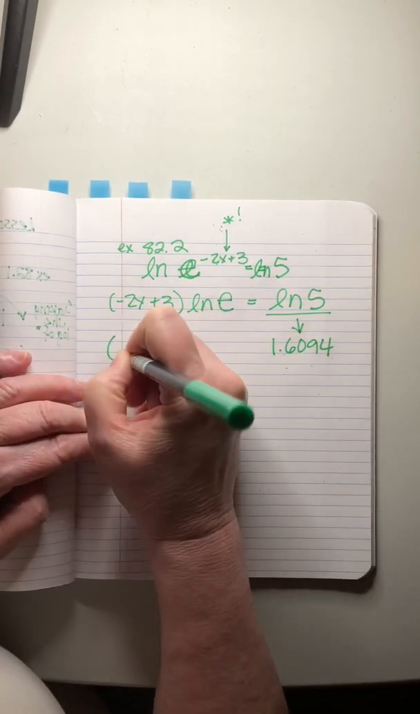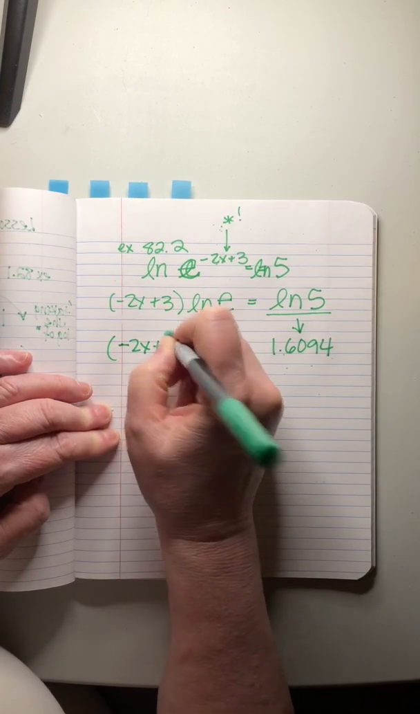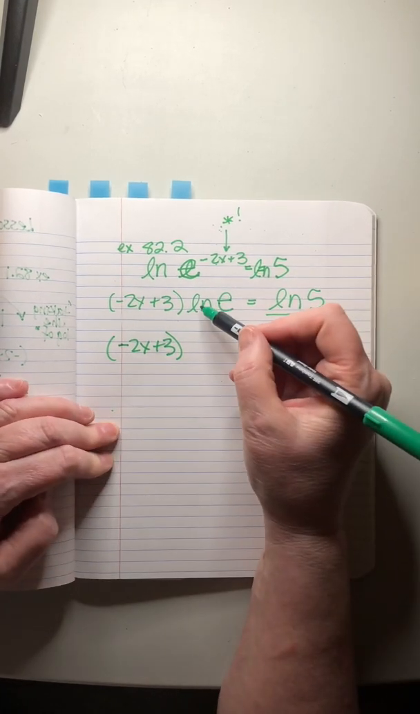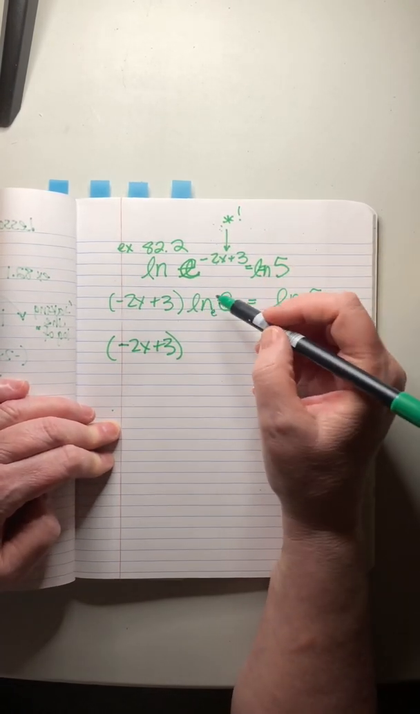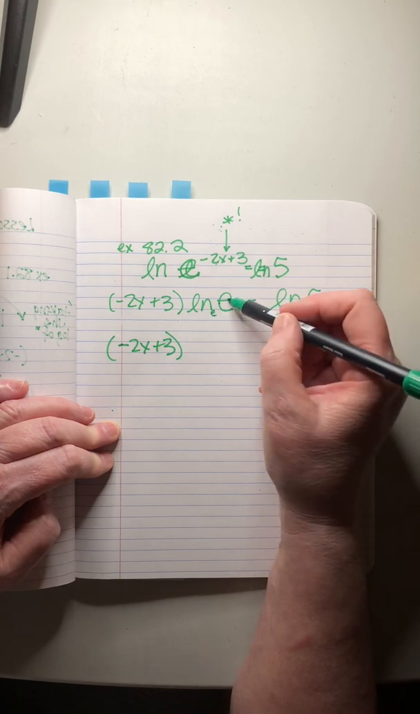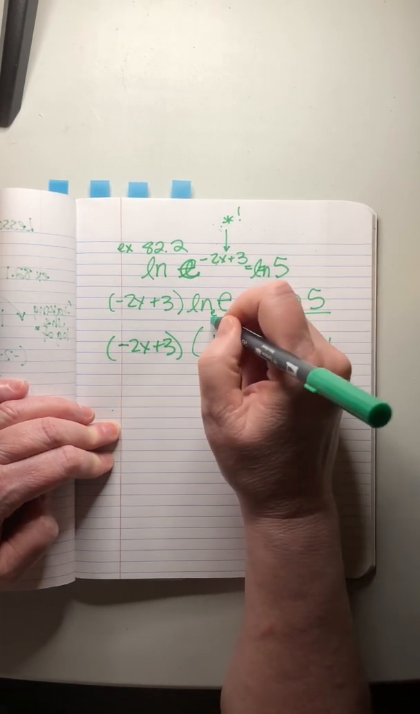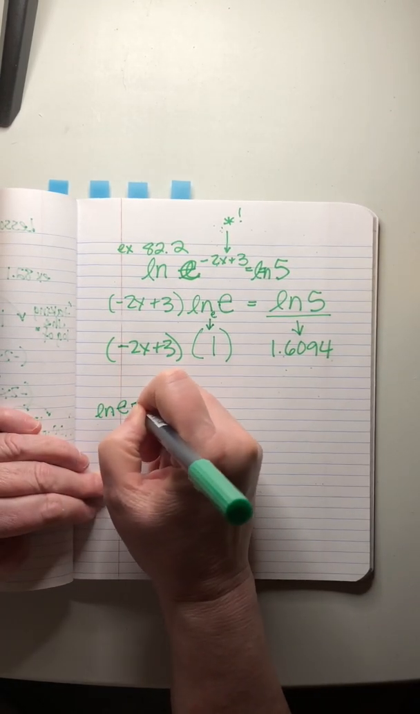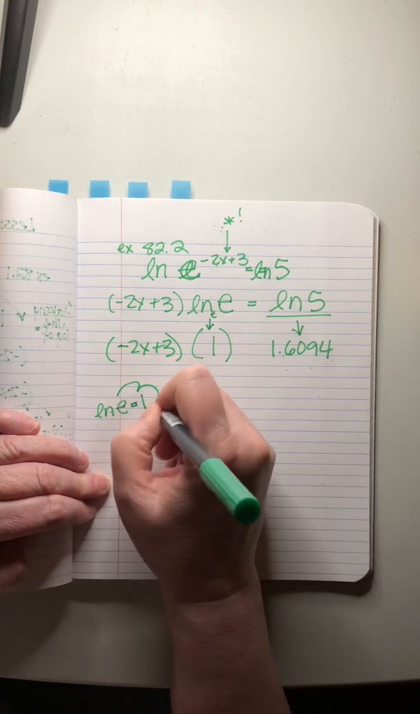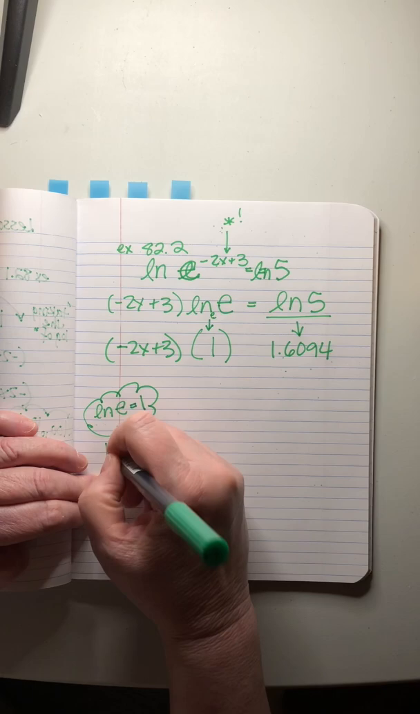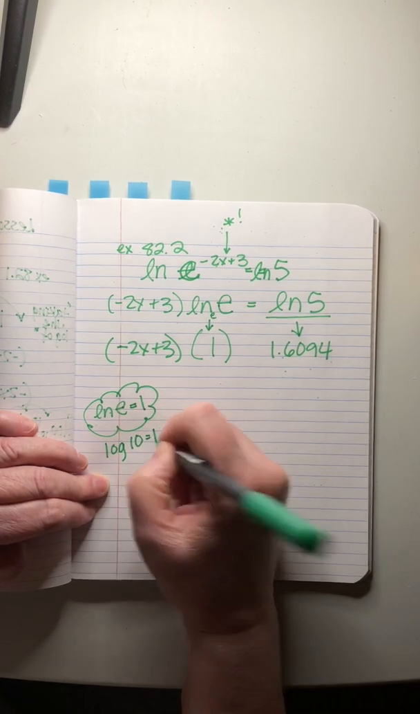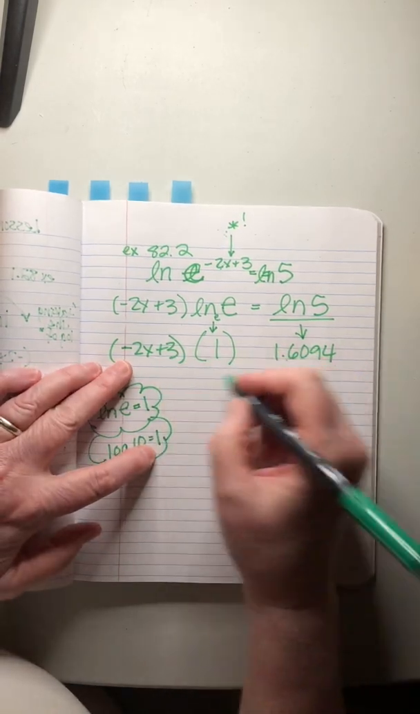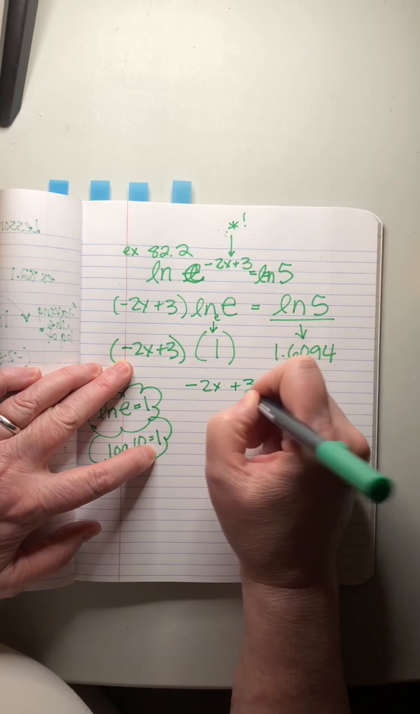This comes straight down, minus 2x plus 3. And we recognize that this equals 1, right? The base is e. So what is the exponent that you put on e to get e? 1. Okay, it's the same little trick. So the natural log of e equals 1, just like we said on the other page, the log of 10 equals 1. Good to know.